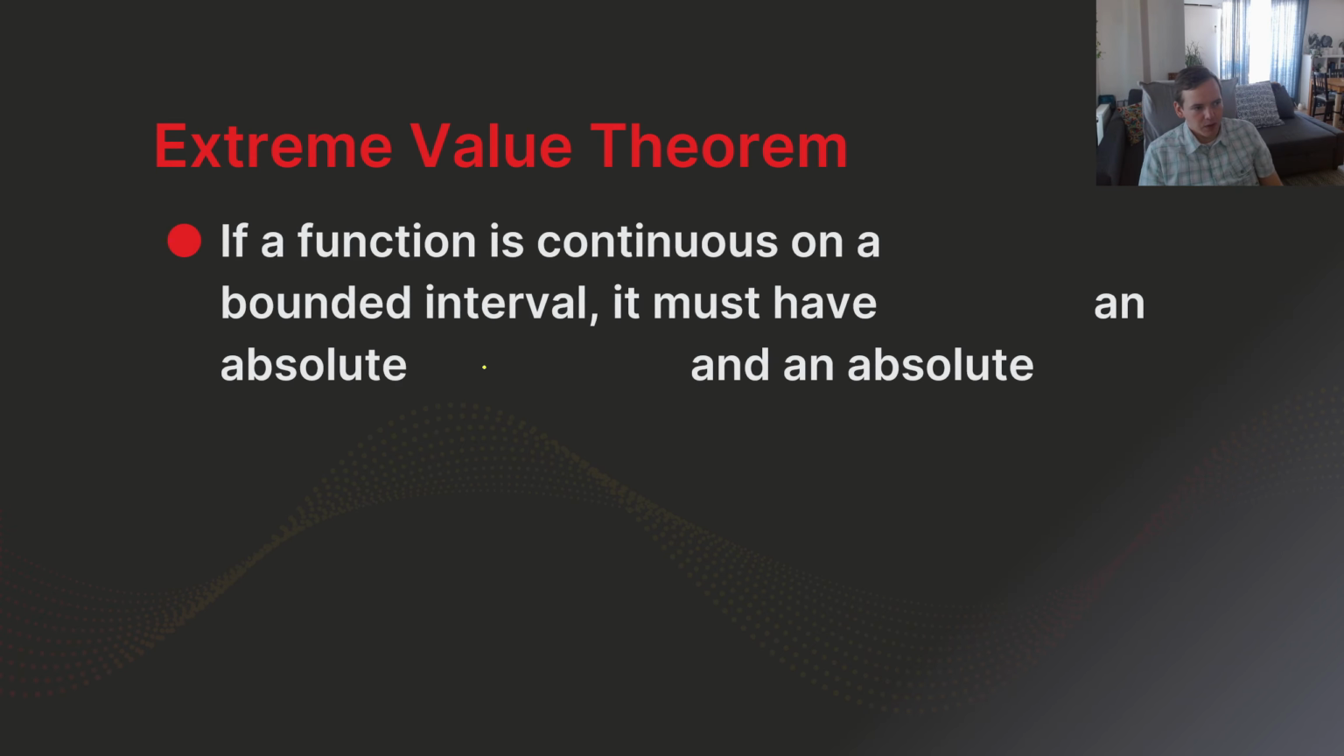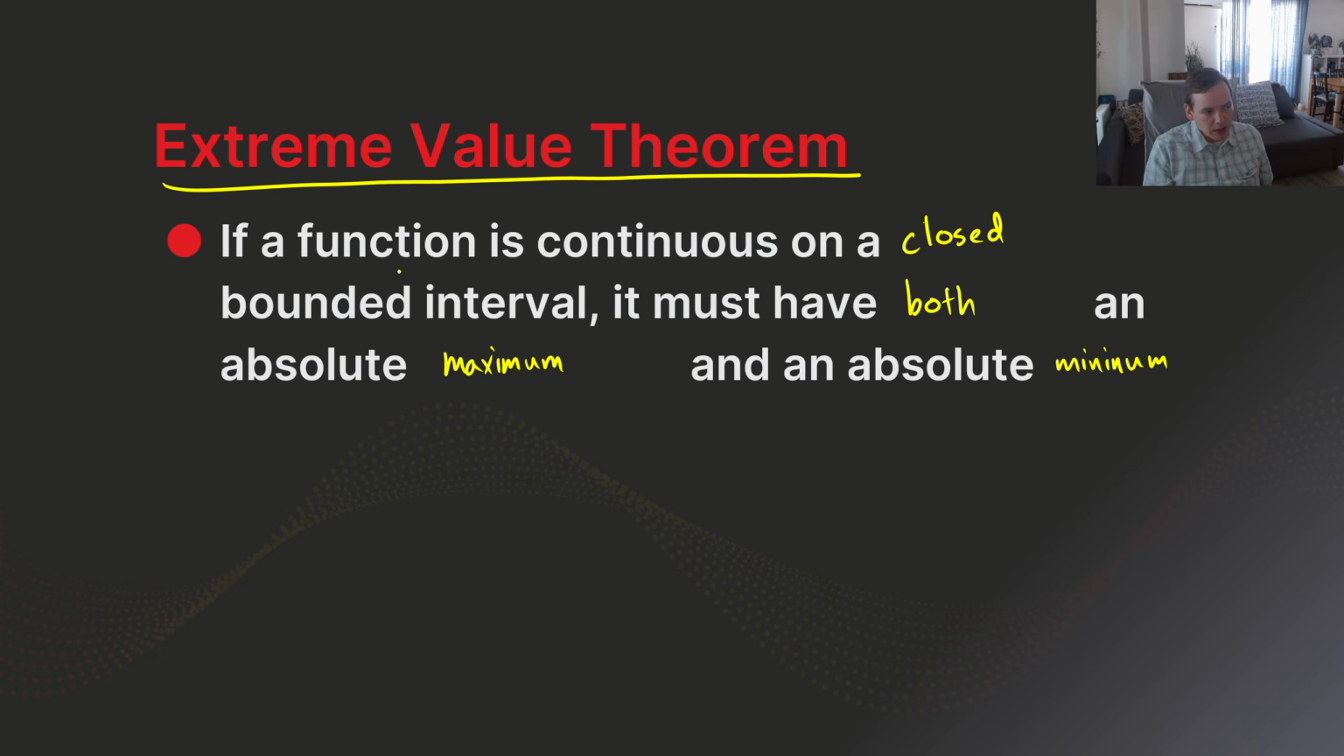Okay, extreme value theorem. If a function is continuous on a closed bounded interval, it must have both an absolute maximum and an absolute minimum. So I had said before that you could have cases where there are both a maximum and minimum, cases where there's only one of those two, and cases where there are none. The extreme value theorem says in these conditions, when it's continuous, when it's a closed interval, when it's a bounded interval, both of these have to be there.